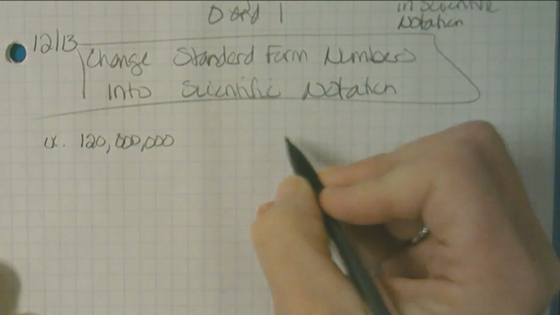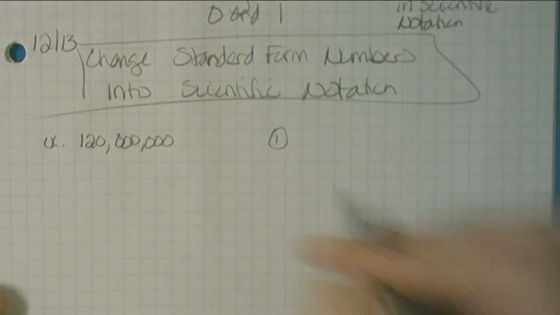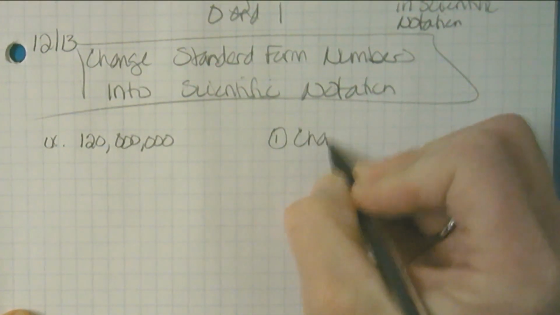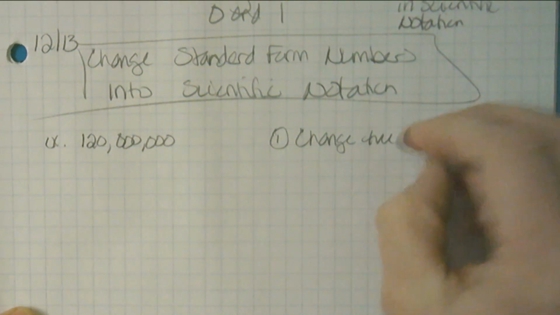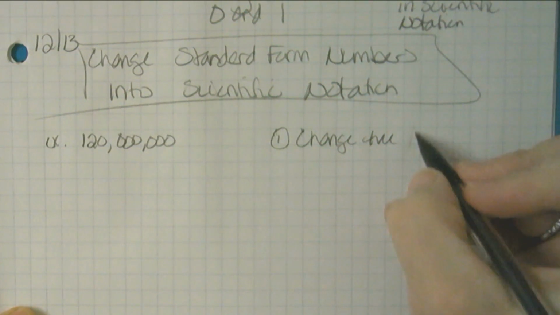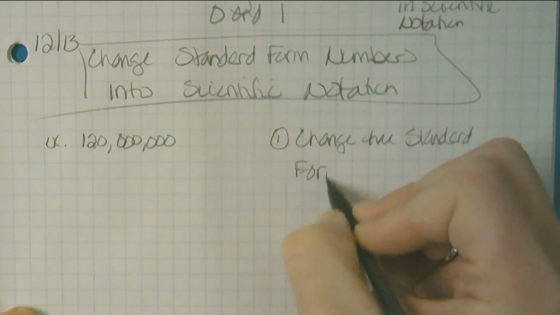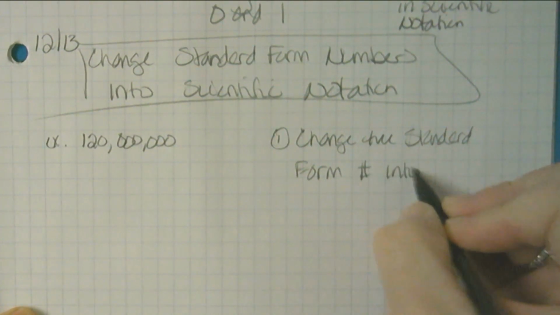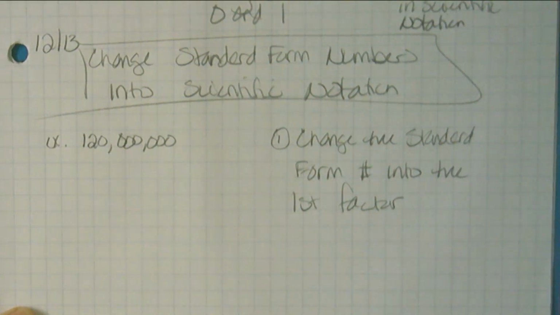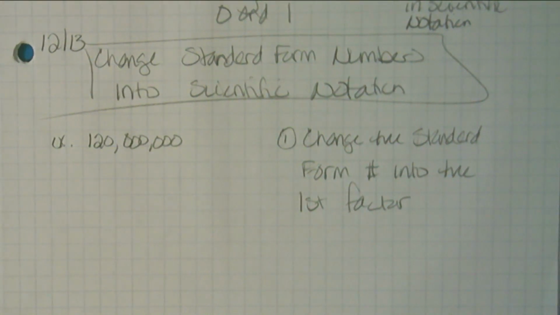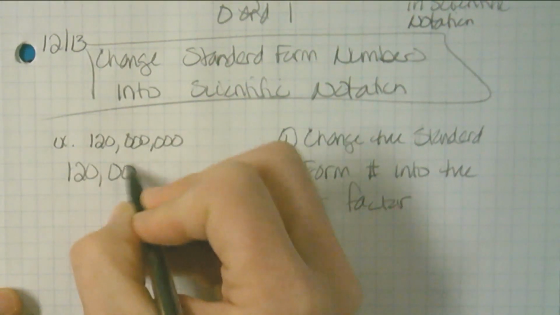All right. First of all, I'm going to change the standard form number into the first factor. Okay, I'm just going to rewrite this. 120 million.